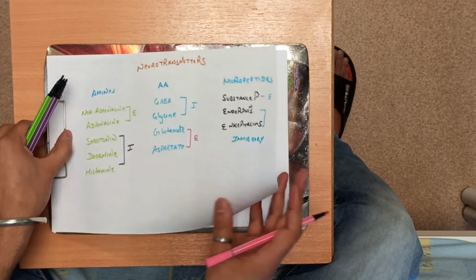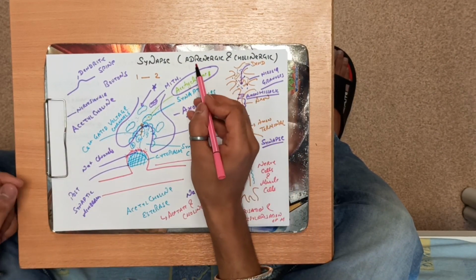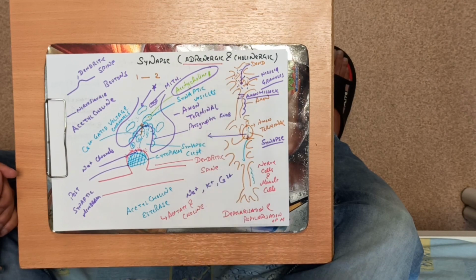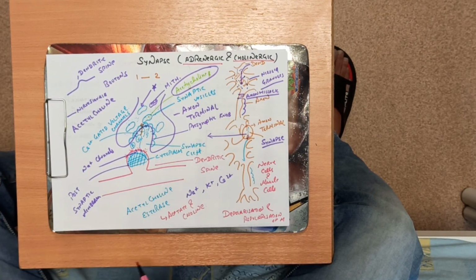Now let me tell you the main difference between adrenergic and cholinergic synapse. The synapse which uses adrenaline as neurotransmitter is called adrenergic, whereas which uses acetylcholine is called cholinergic. So guys, this was precise information about the synapse.